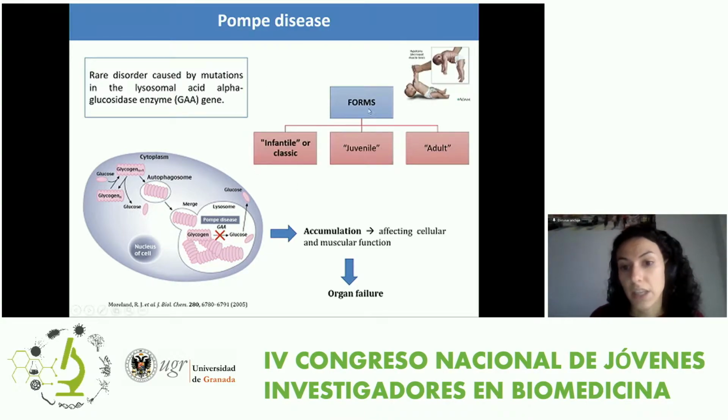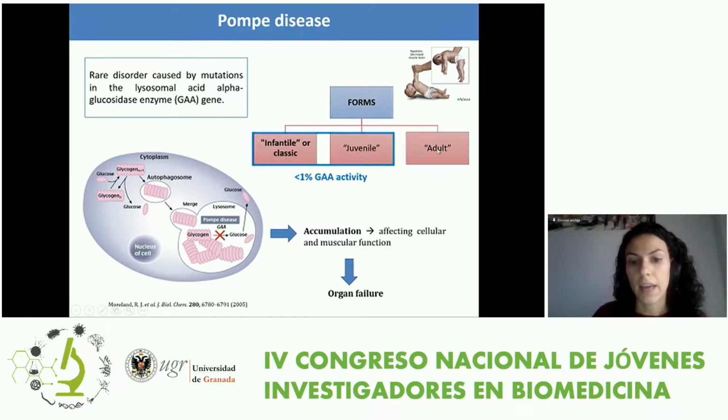Depending on the age of the onset and the severity of the disease, there are several forms of this disease: the infantile or the classic one, the juvenile, and the adult. The most severe cases are the infantile and the juvenile because the percentage of GAA activity is less than 1%.